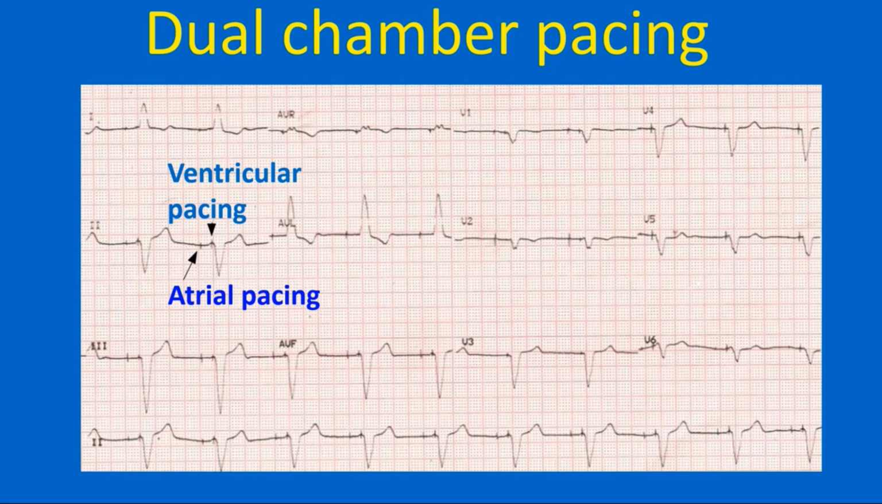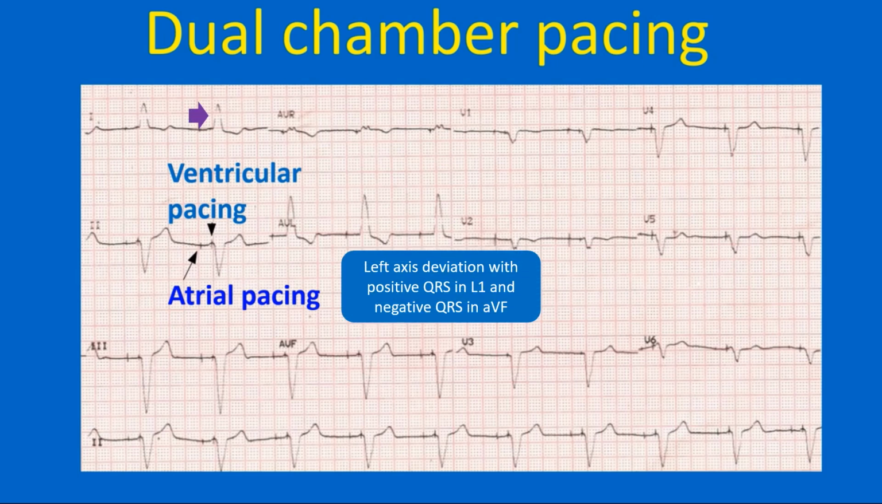Regular ventricular capture is seen after each ventricular spike. The paced QRS complexes are wide and have a left bundle branch block pattern with left axis deviation, suggesting a ventricular pacing site at the right ventricular apex.